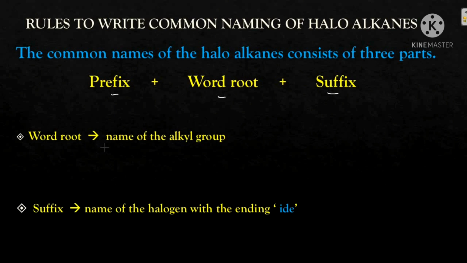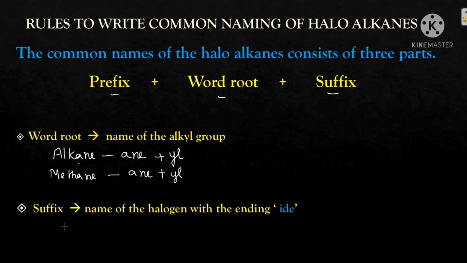The word root is nothing but the name of the alkyl group. How do you arrive at this alkyl group? From the alkane, you remove the ane and add yl. After removing a hydrogen atom, you get the alkyl group. For example, if the parent alkane is methane, you remove ane and add yl. This is the word root.